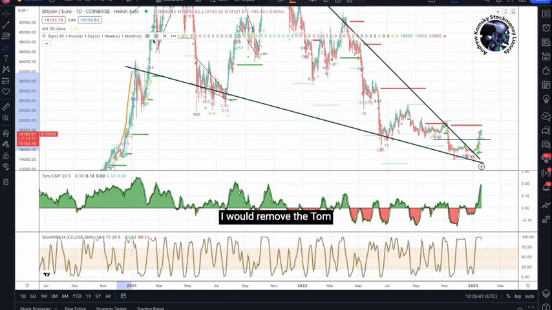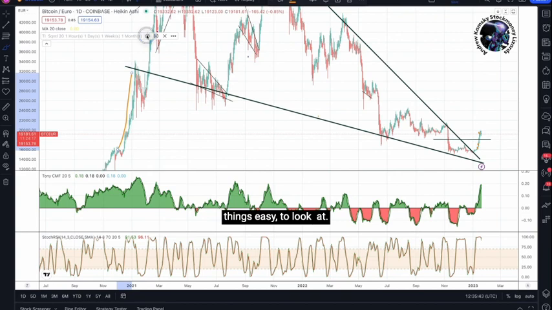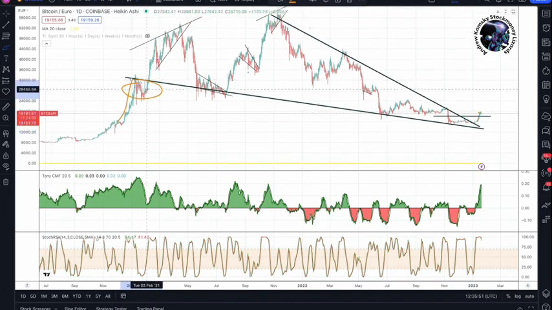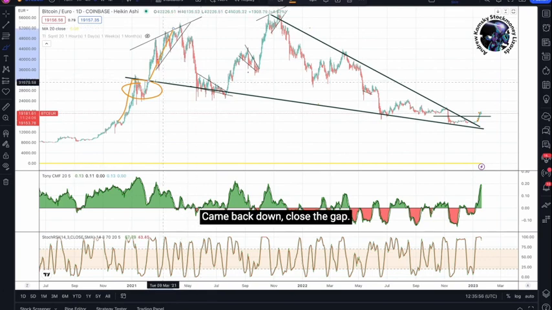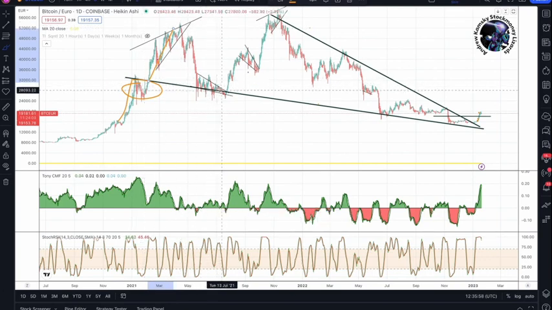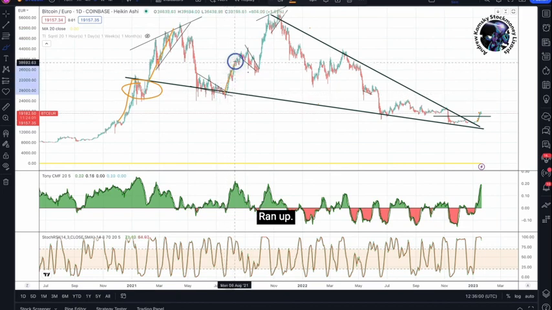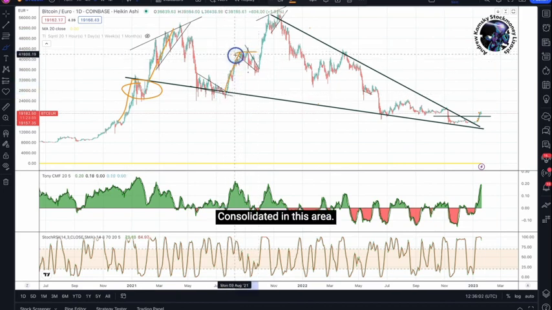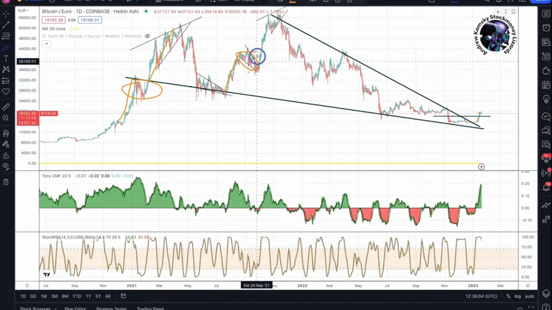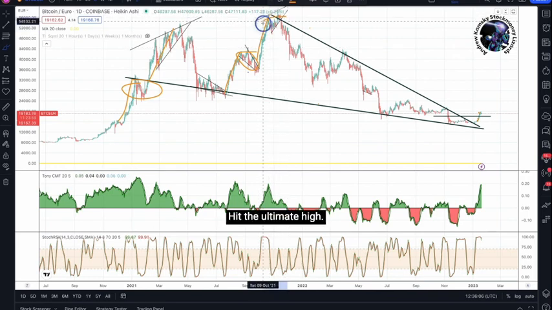I'll remove the Tom DeMark indicator to make things easy to look at. So we ran up, consolidated in this area, ran up, came back down, closed the gap, ran up, consolidated in this area, ran up, hit the ultimate high.